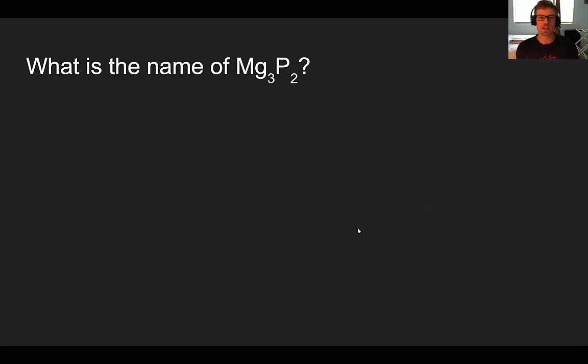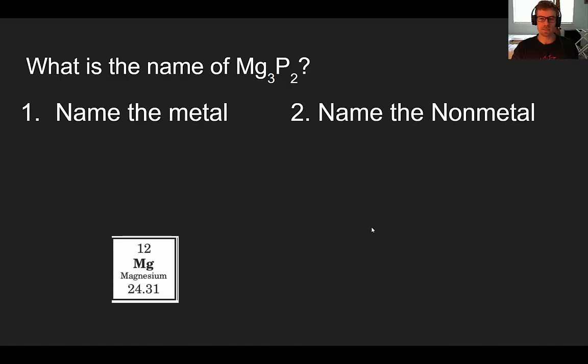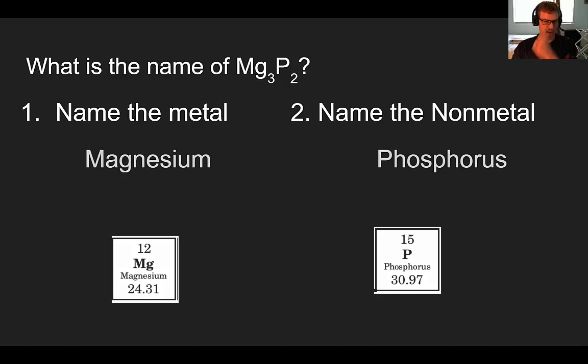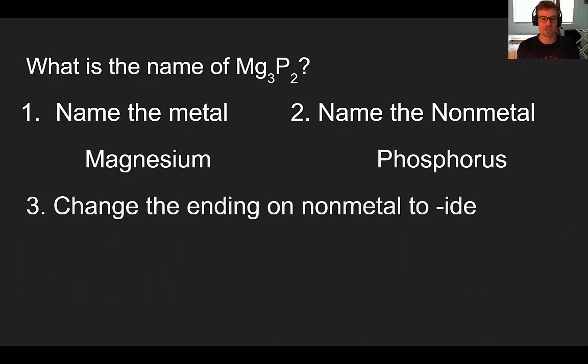Okay. Let's take a look at one more example. What is the name for Mg3P2? Again, you look on the periodic table, name the metal, name the nonmetal. The name of the metal is magnesium. The name of the nonmetal is phosphorus. Okay, so we have magnesium and phosphorus. What's our final step? Change the ending of the nonmetal to IDE.